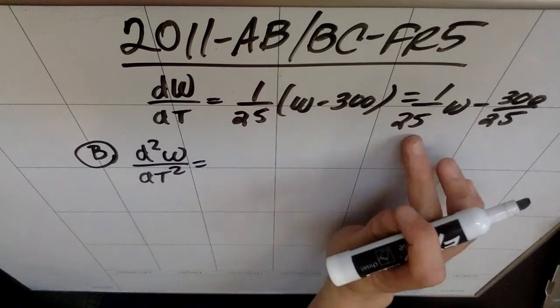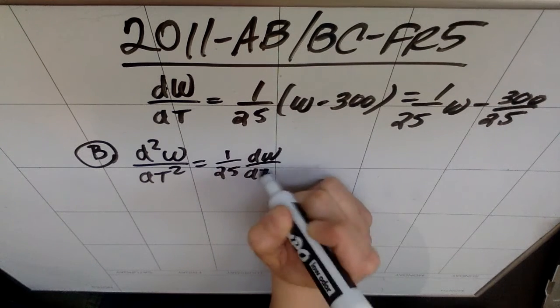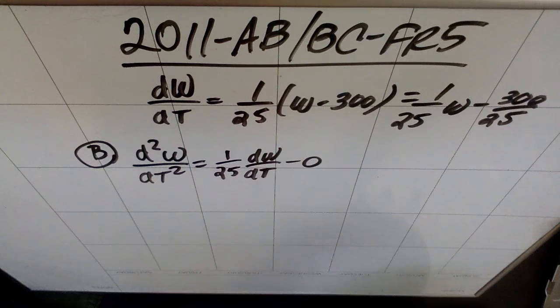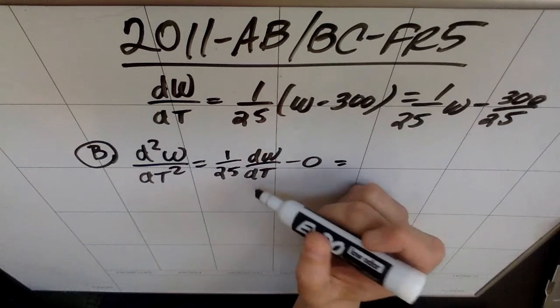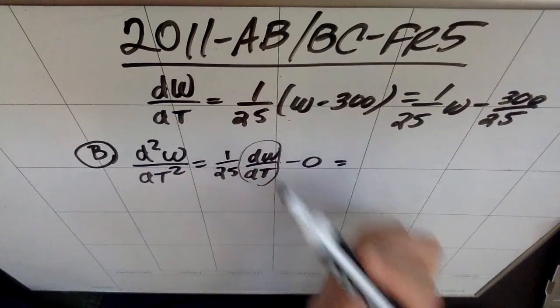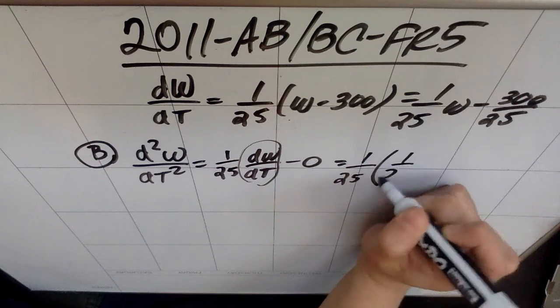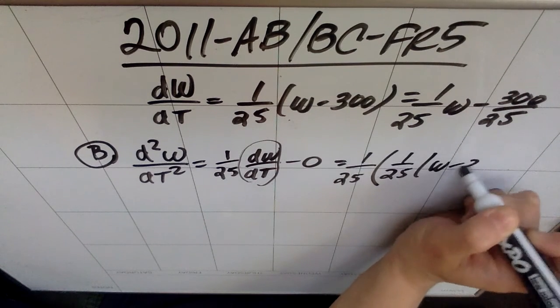So when I derive this, I get 1/25 times dW dt, because I'm not deriving with respect to W, minus a bunch of 0. But they said in terms of W, so I'm going to have to replace this dW dt with the 1/25th W minus 300. So I'm going to get 1/25th times a 1/25th times the quantity W minus 300.